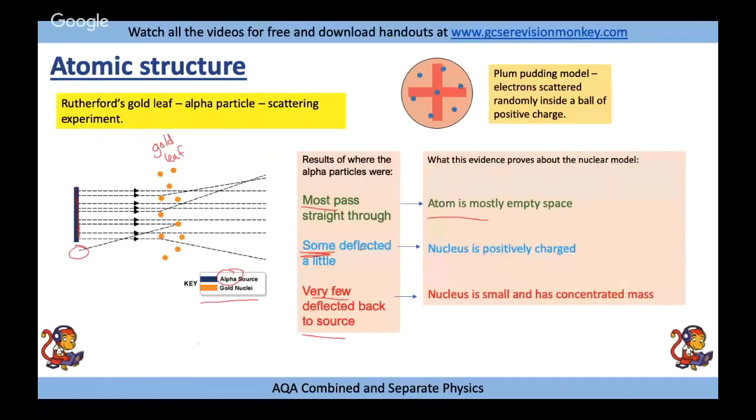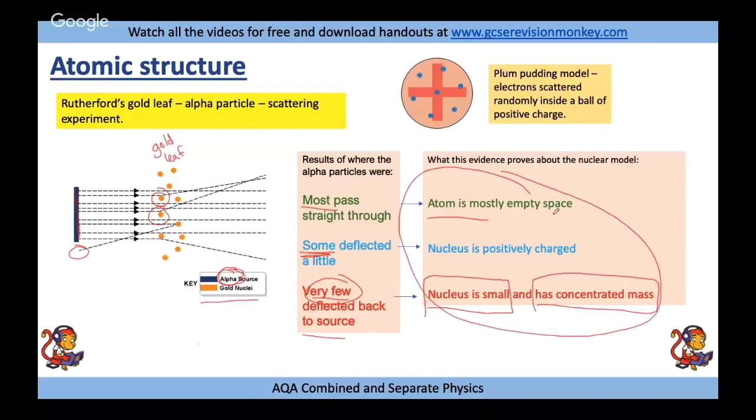Some deflected just a little bit, and that's because we're firing positive alpha particles at a positively charged nucleus. When they get close, they will deflect a little bit. And then just a few that were fired straight at the nuclei rebounded back, which tells us that the nucleus is very small. It's tiny, and it has a concentrated mass. So this is how we describe the nuclear model: mostly empty space, positively charged nucleus. The nucleus is small and has concentrated mass.